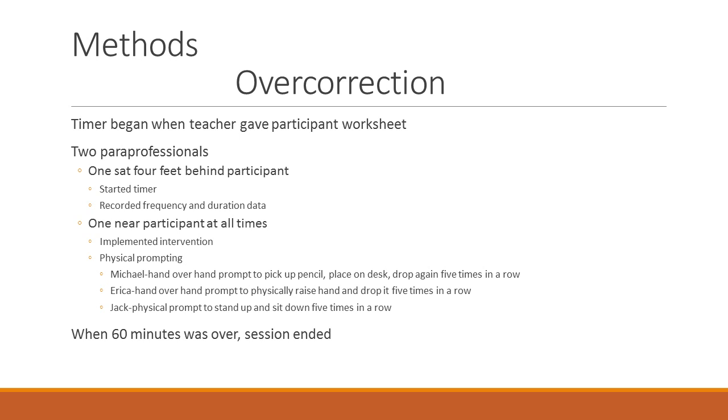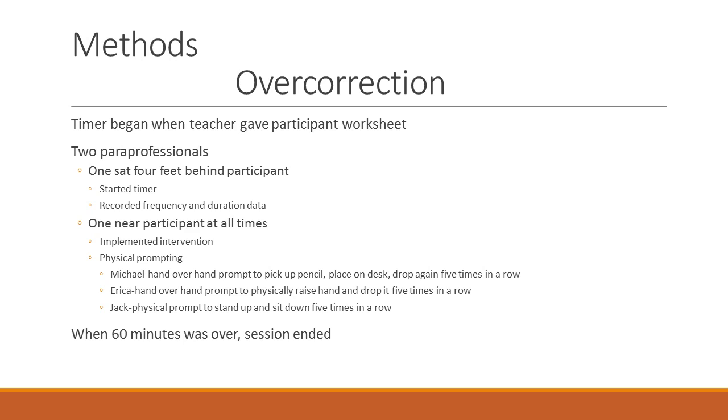For the overcorrection condition, the timer began when the teacher gave the participant a worksheet. This condition had 2 paraprofessionals, where one sat 4 feet behind the participant, utilizing the timer and recording frequency data on the problem behavior and duration data for being on task. The other paraprofessional was next to the participant at all times in order to implement the intervention. Physical prompting was used for each participant's overcorrection procedure.